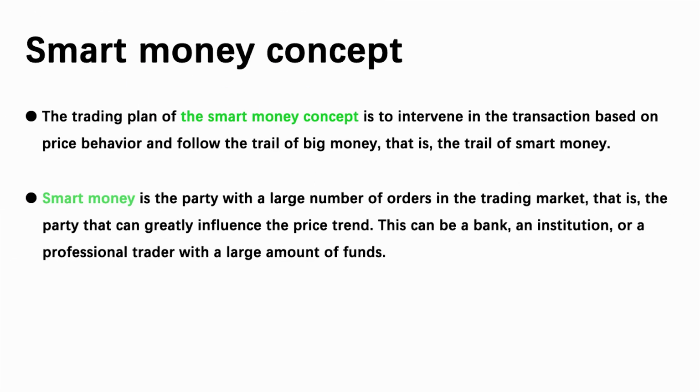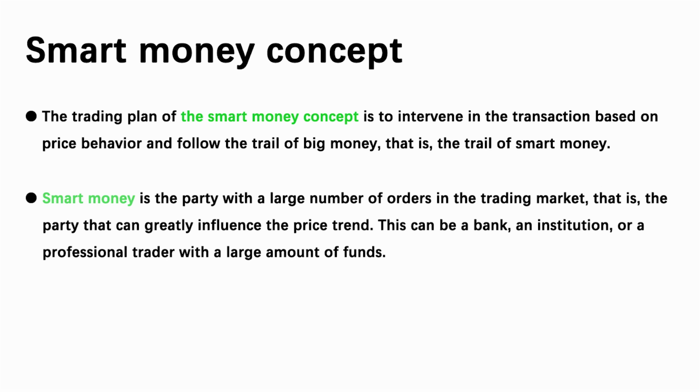Let's learn the first concept, the imbalance zone. The smart money concept trading plan is to enter the trade based on price action and follow the trail of big money, that is, the trail of smart money. Smart money is the party with a large number of orders in the trading market, that is, the party that can greatly influence the price trend. This can be banks, institutions, professional traders with large amounts of capital.